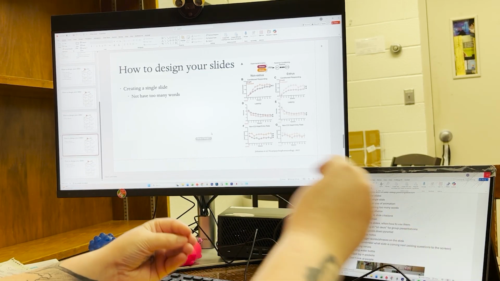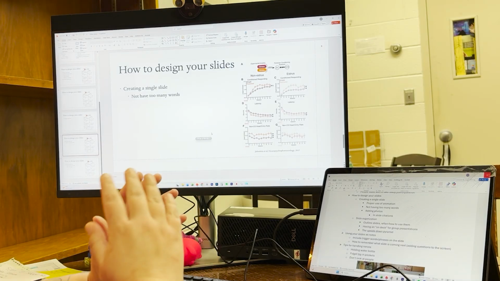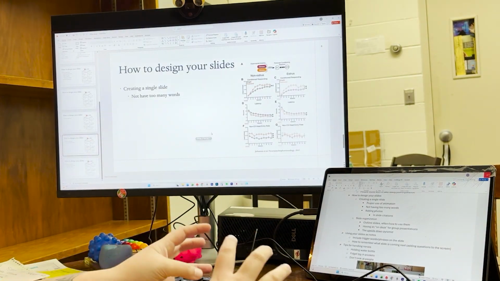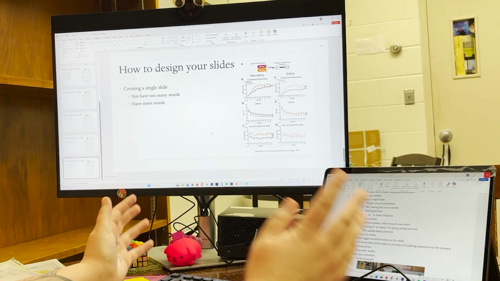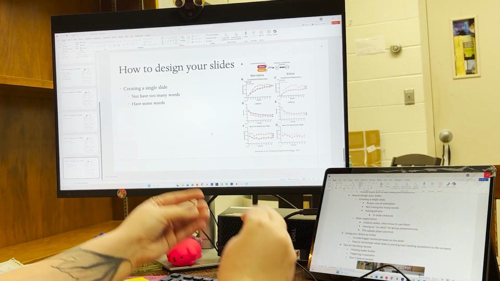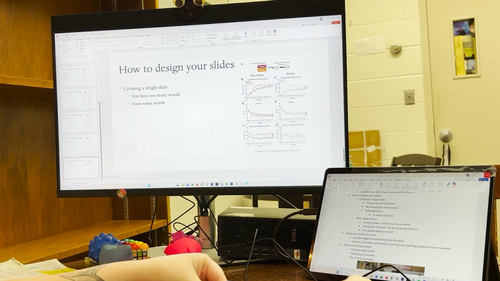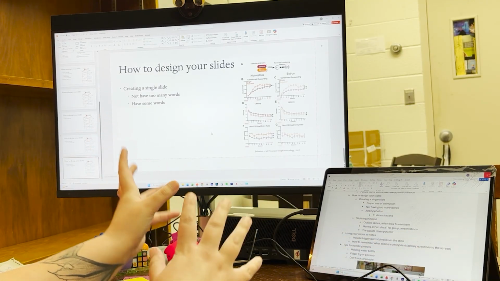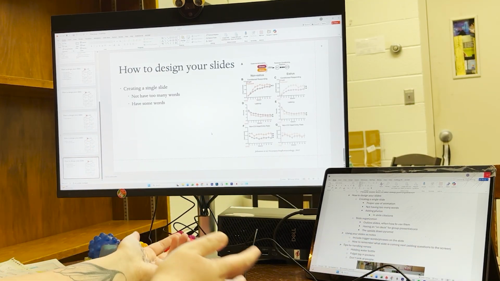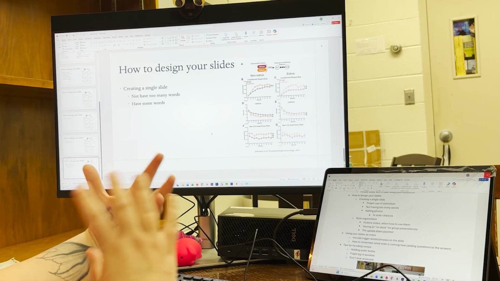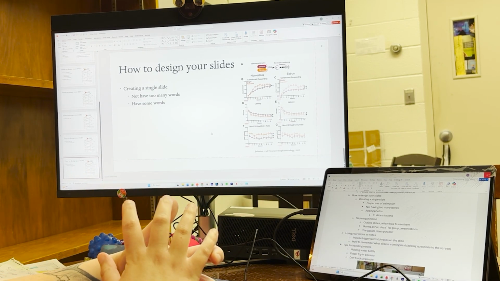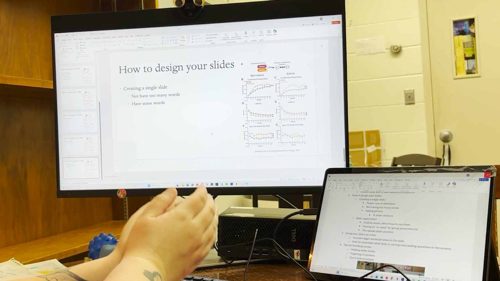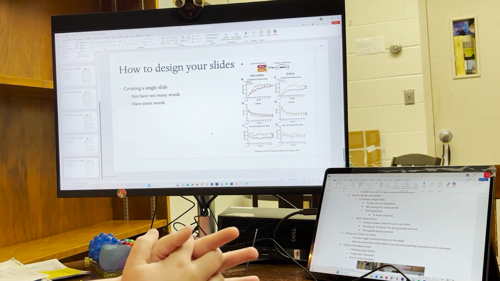And what we want to think about when we're creating a single slide is not having too many words on the slide, but also having some words. And so you see that the animation actually added to what I was saying. People could read the words as I was saying those same words, and they didn't distract from anything that I was saying. And that's the balance that we're looking for here with these animations, that they prevent distractions from happening.